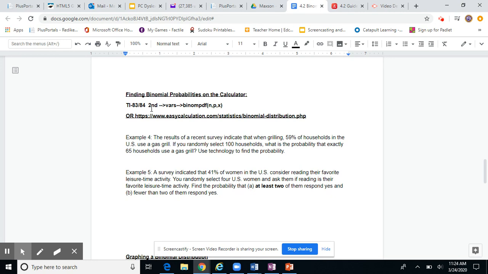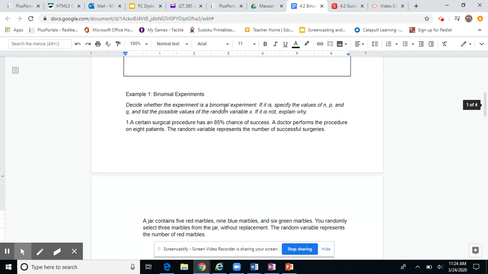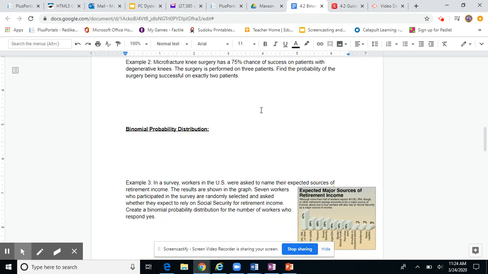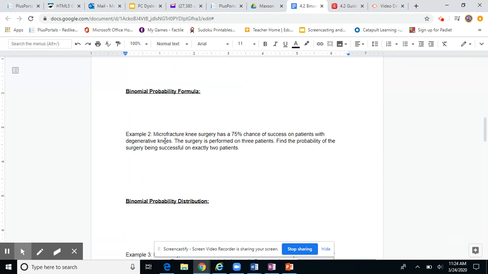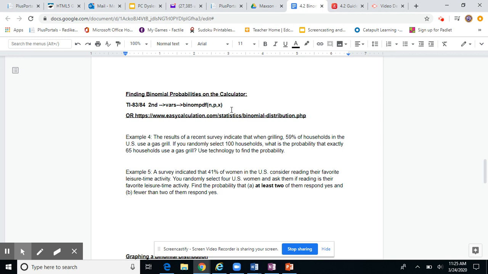So on the calculator, if you press 2nd Vars, you'll see binomial PDF. So you select that probability, and it's going to have you enter n, p, and x. Just like what we found up here when we did this example, or actually, example 2, you can do that now on the calculator. So n, p, and x are the same values: n, number of trials; p, the probability of success; and x, how many successful trials there were.